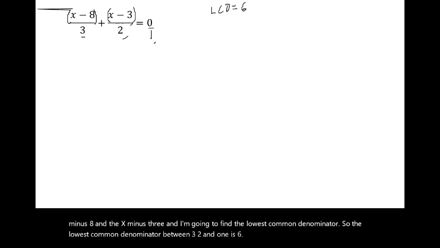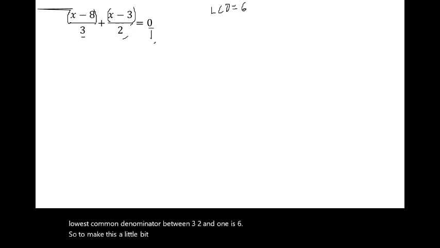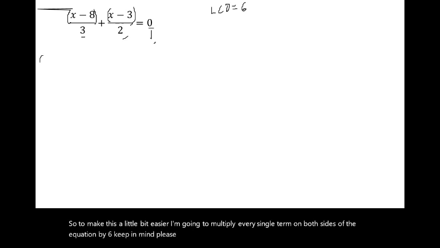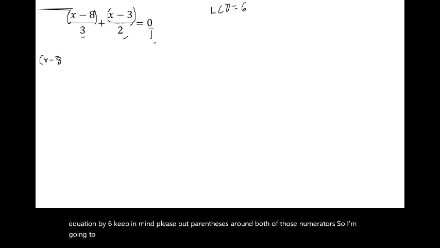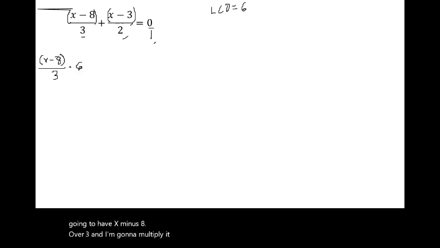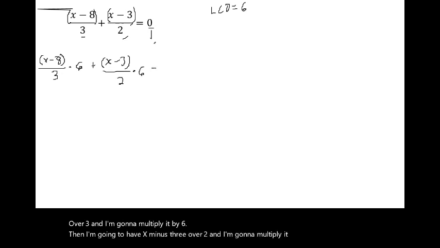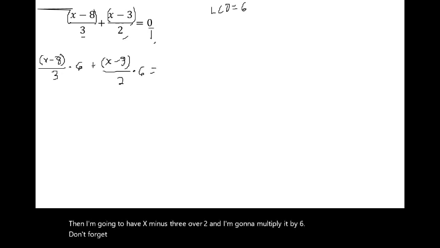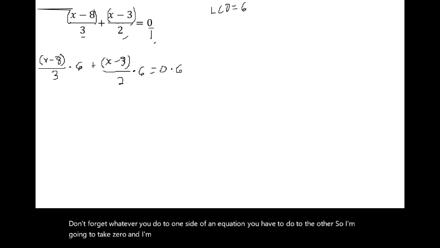To make this a little bit easier, I'm going to multiply every single term on both sides of the equation by 6. Keep in mind, please put parentheses around both of those numerators. So I'm going to have x minus 8 over 3, and I'm going to multiply it by 6. Then I'm going to have x minus 3 over 2, and I'm going to multiply it by 6. Don't forget, whatever you do to one side of an equation, you have to do to the other. So I'm going to take 0, and multiply it by 6. And then I'm going to reduce as I go.